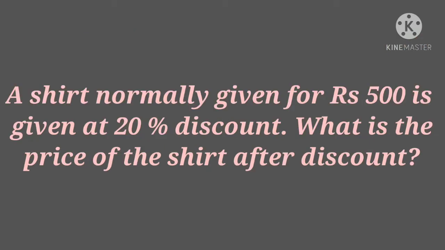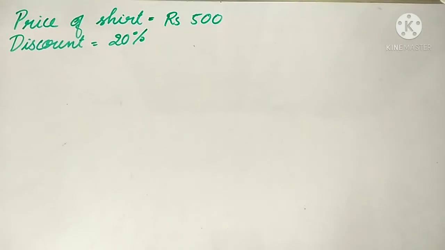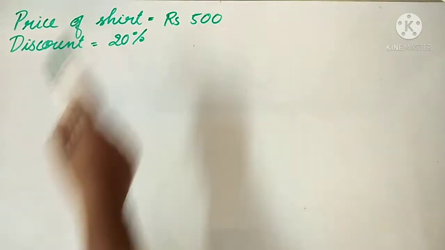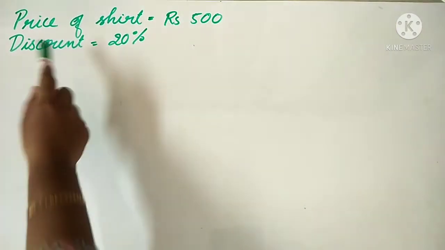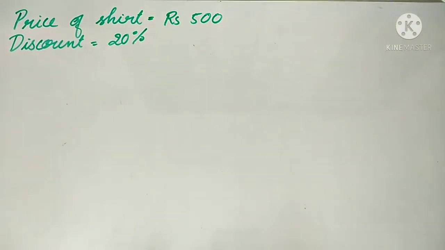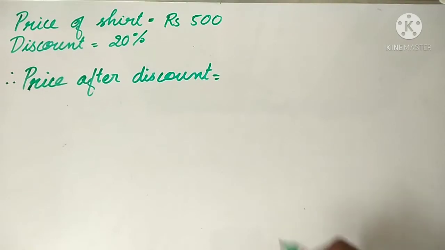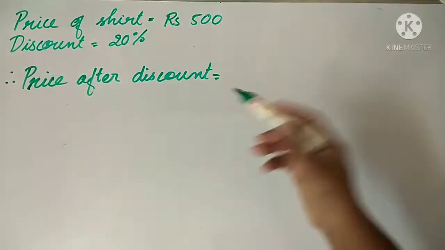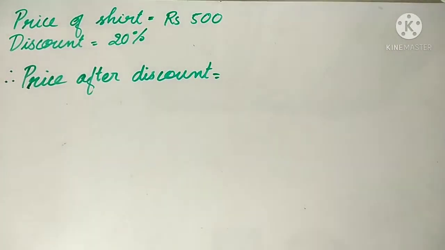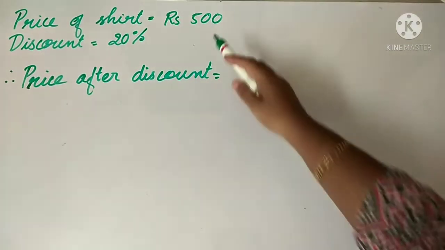Question: a shirt normally given for rupees 500 is given at 20% discount. What is the price of the shirt after discount? According to the question, price of shirt is equal to rupees 500 and discount given for the shirt is 20%. Therefore, price after discount is equal to 20% discount. That means he needs to pay 80% of rupees 500.